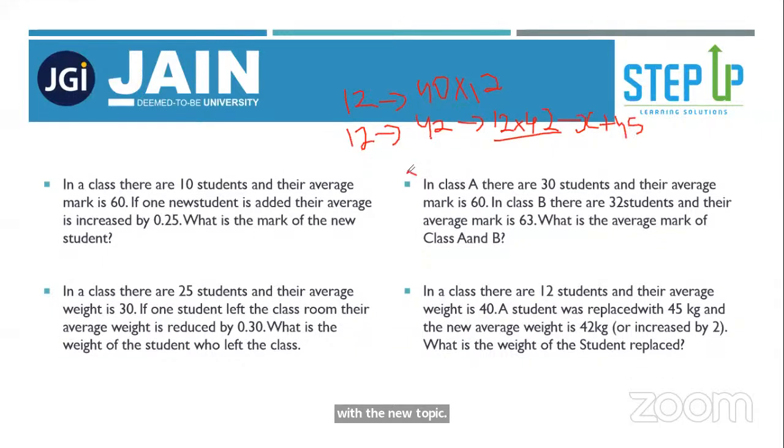Let's do now the third question. In a class, there are 30 students and their average, class A, their average is 60. Class B, there are 32 students, their average is 63. What is the average mark of class A and B? Can you try?